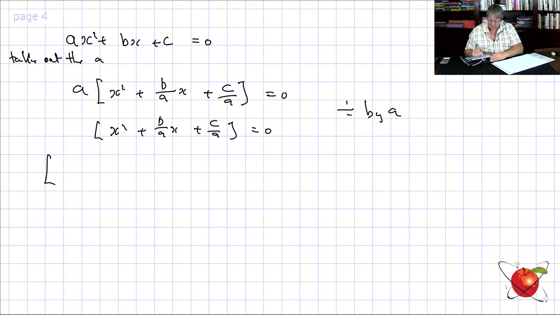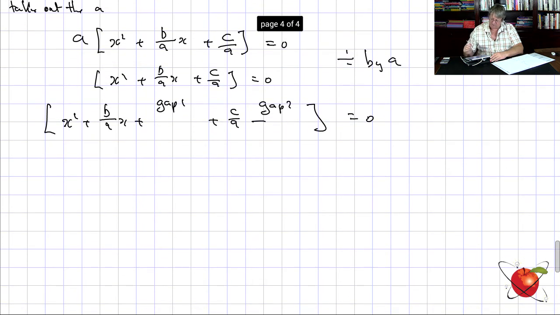We open up the gap, because b over a is a number and c over a is a number. x squared plus b over a x plus the gap, plus c over a and gap 2, and I know I'm going to be subtracting, equals 0. Okay, so far so good. I've opened up the gap. What am I going to put in that gap?